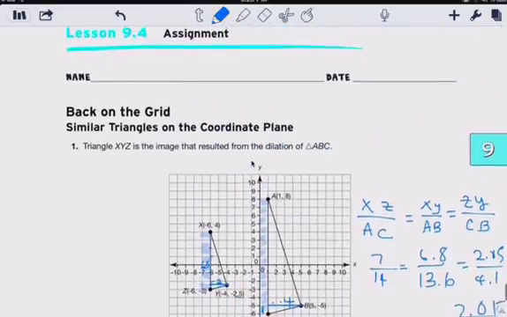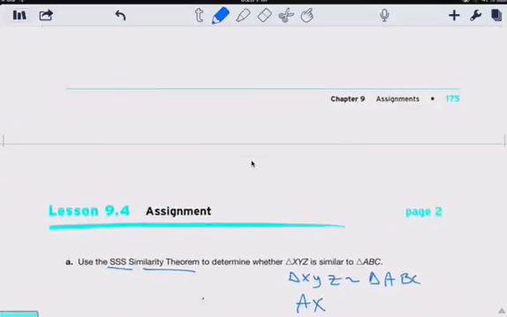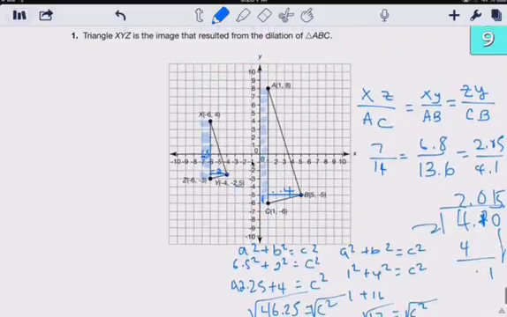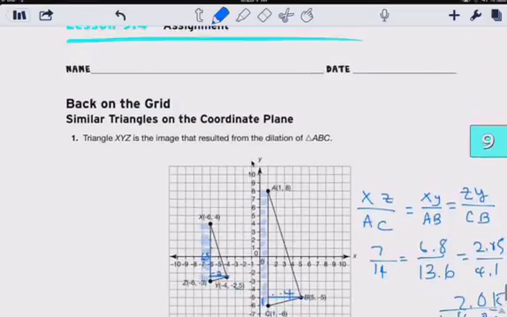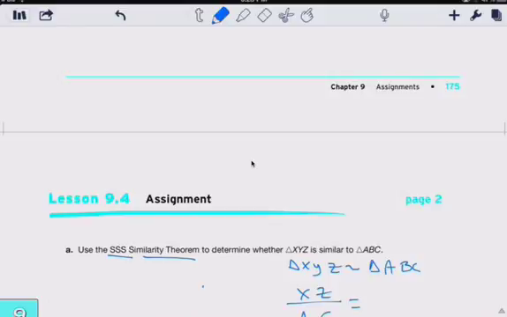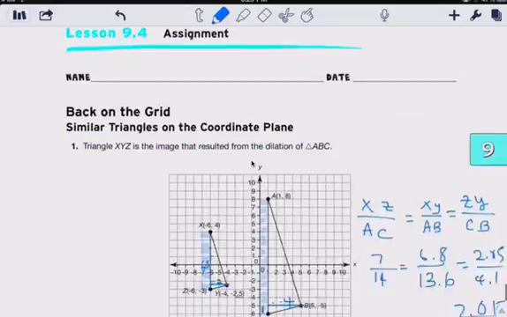This is 2.05. Okay. That's the way it should be. We're not going to do all that. So, okay, we can say that XZ over AC, which is, by looking at this, YZ over BC and XY over AB, is equal to a half. That's how we prove it, justify it. Okay?